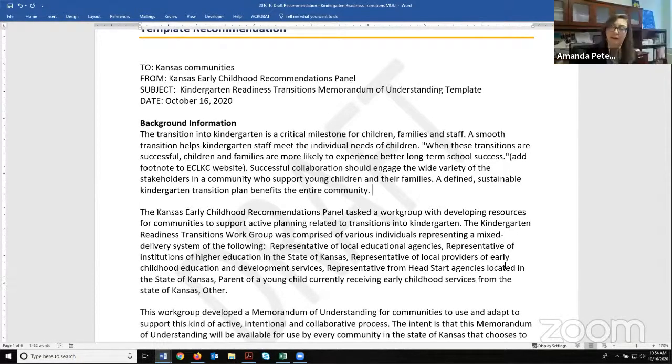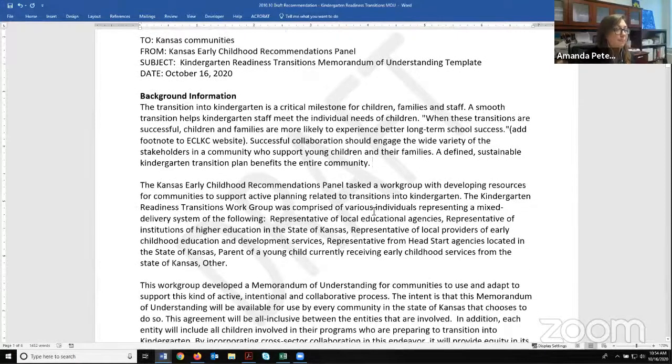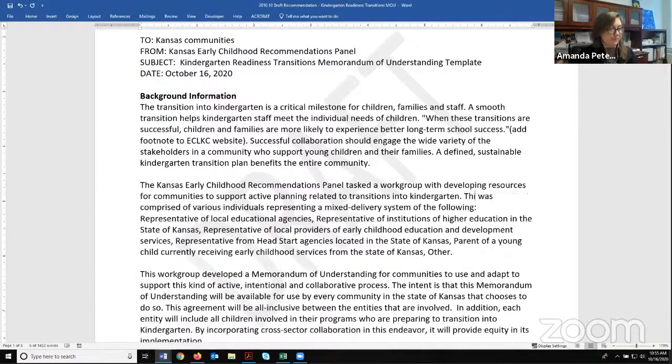I see thumbs up. All right, any last final pressing thoughts on paragraph number 1? We'll take a look at paragraph number 2. I wonder if we might just say this work group to shorten it up.